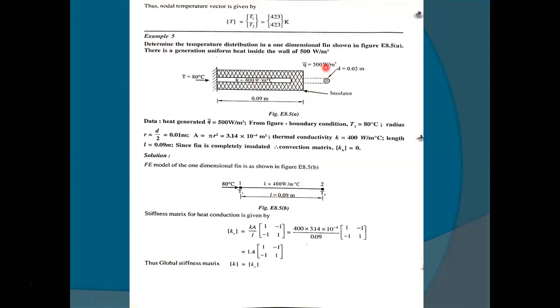Now by the same procedure, we are going to calculate the stiffness matrix for conduction. KE is equal to KA by L times the matrix [1 -1; -1 1]. Substitute A and K. Since they have given the diameter, we can calculate the area. Area is equal to pi by 4 d square. So we got 3.14 into 10 to the power of minus 4 meters square. Then divided by L, where L is 0.09 meters. Since K and Q are given in meters, everything we are calculating in meters only. Then we will get the K matrix. Now the stiffness matrix is over.